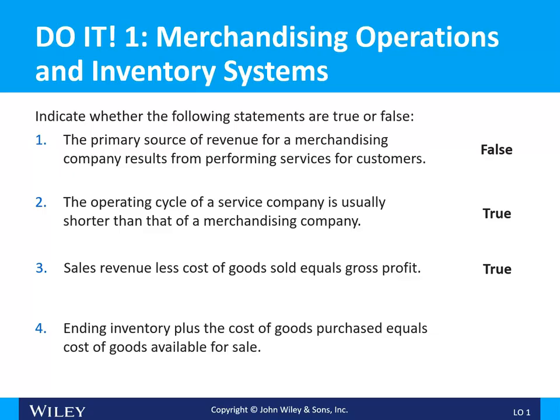Ending inventory plus the cost of goods purchased equals cost of goods available for sale. That is false. It's beginning inventory plus cost of goods purchased equals cost of goods available. Now this is a little tricky because the ending inventory of period 1 becomes the beginning inventory of period 2. But if you're doing the calculation, you use the term beginning inventory, which is what you have at the start of the period.